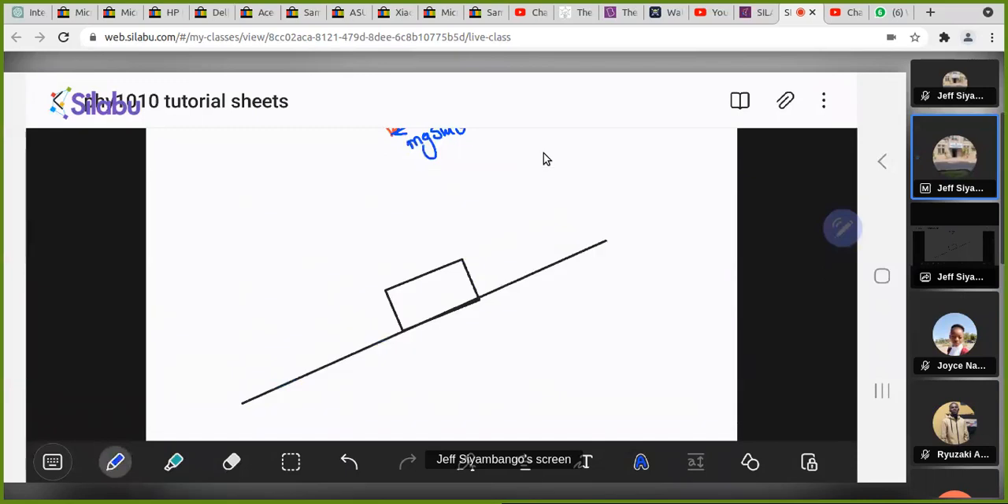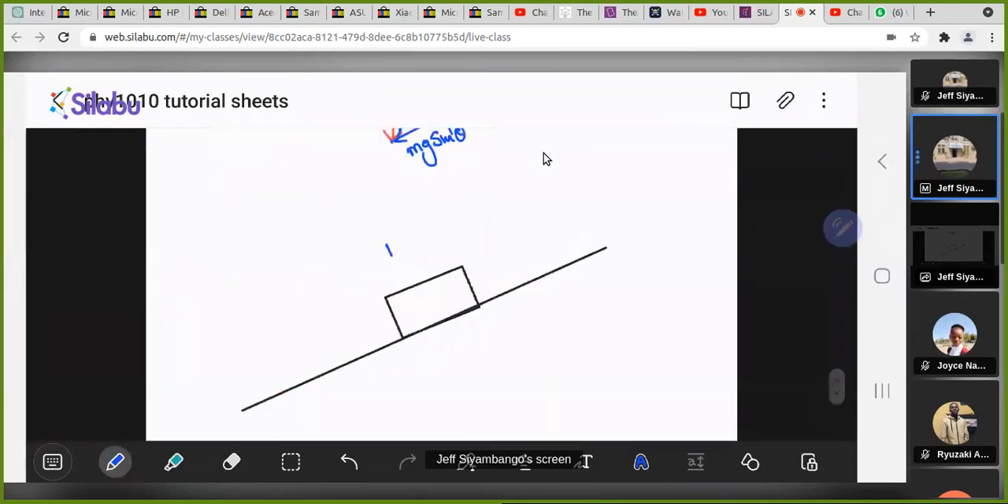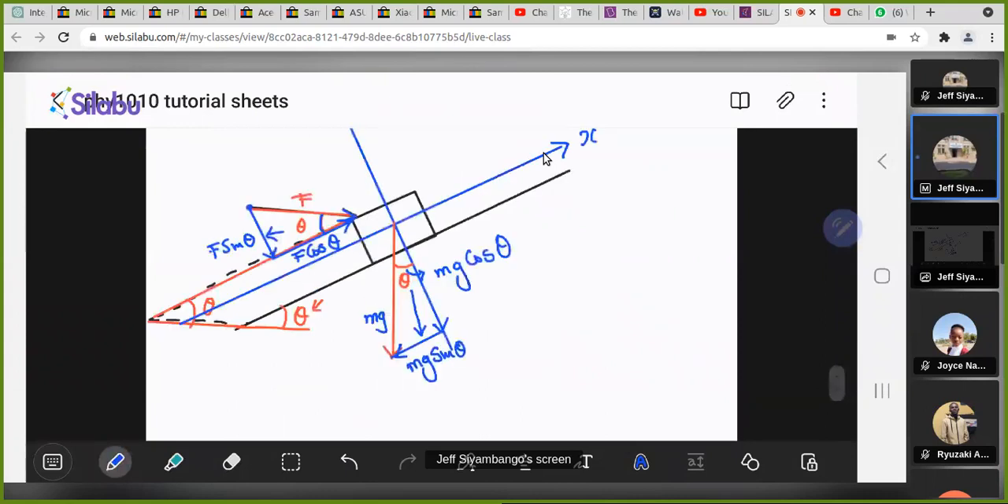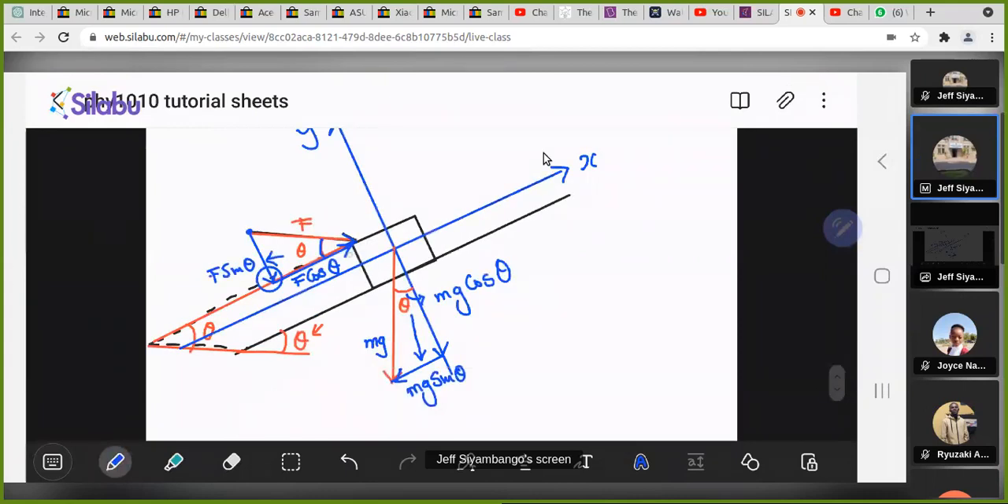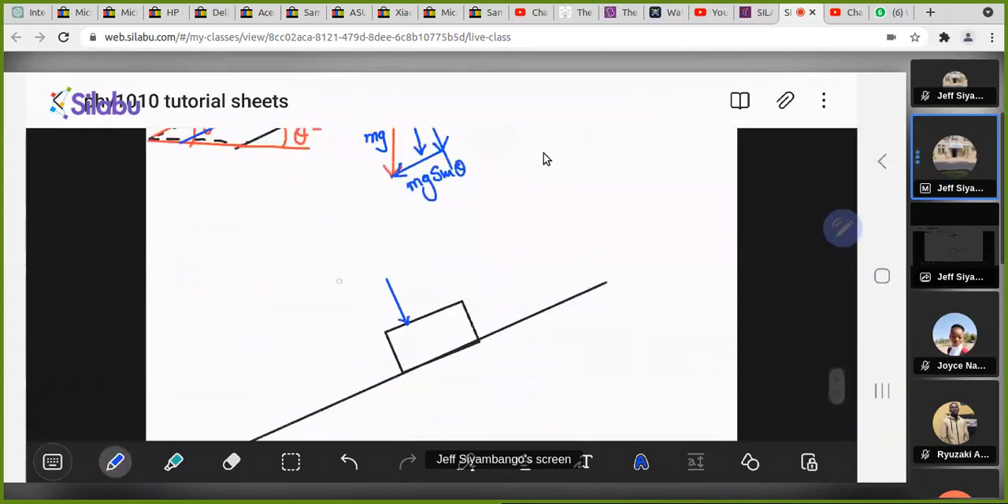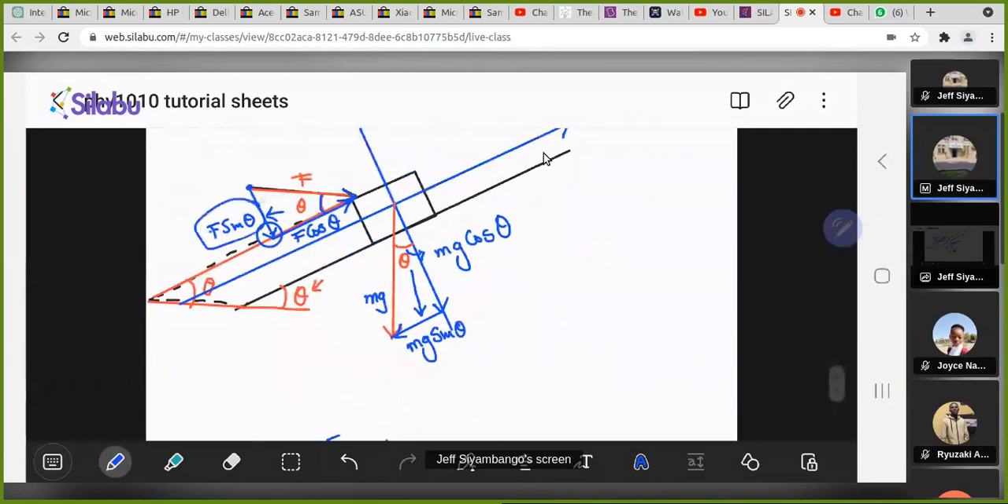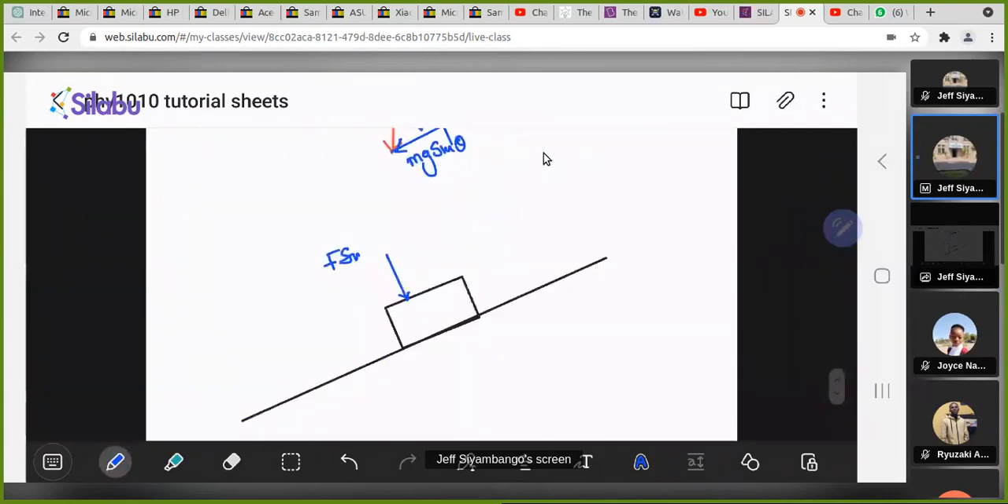The force F will have two components. The force F will have one component that will go down like this, pushing the object down. Remember, it's pressing downwards according to this arrow. So it is pushing the object down into the inclined plane. And this is the one that came out as F sine theta. So I'll write this as F sine theta.